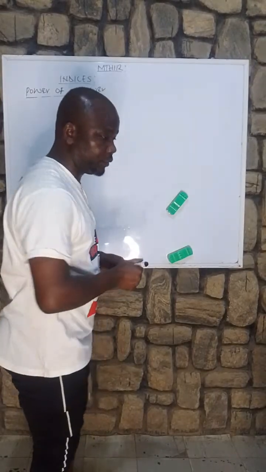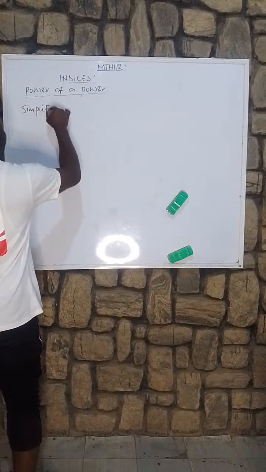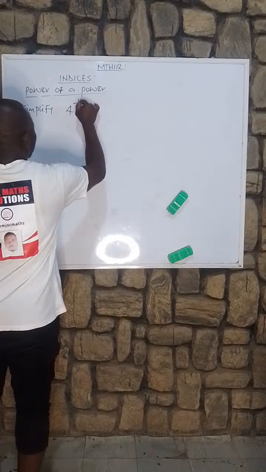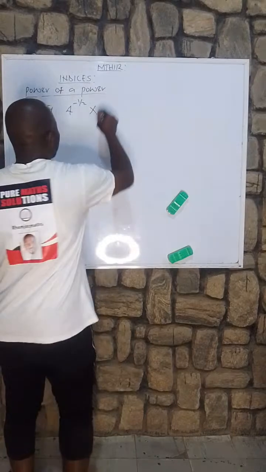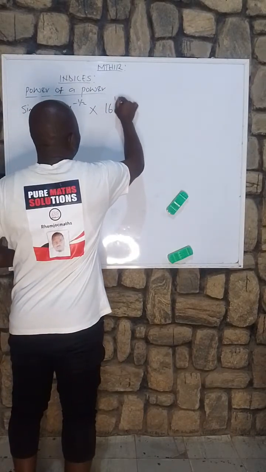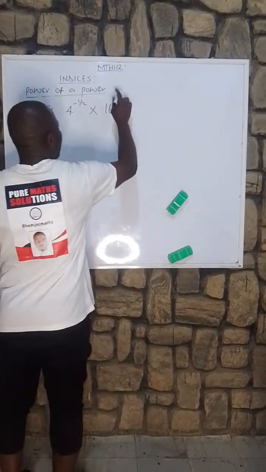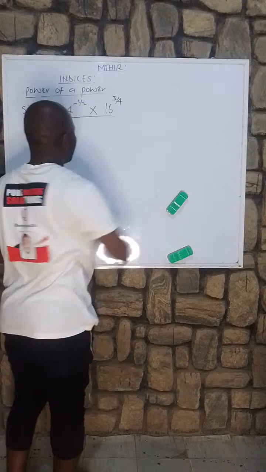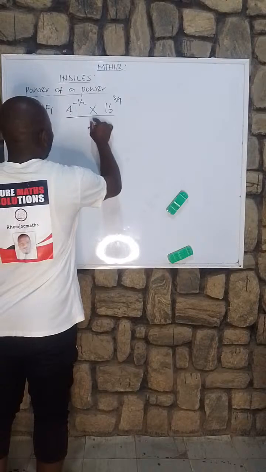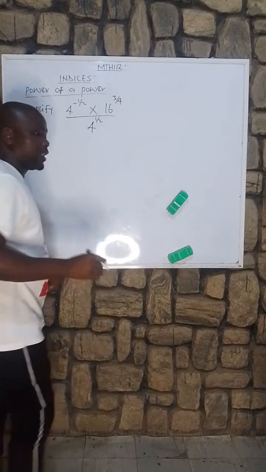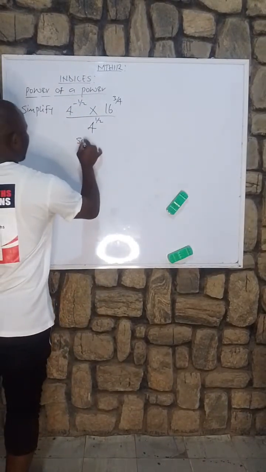So let's solve one. Simplify 4 raised to the power of minus 1, all over 2 times 16 raised to the power of 3 all over 4, then all over 4 raised to the power of 2. It's simple as ABC. Is that clear? So let's do it together. Write the solution.